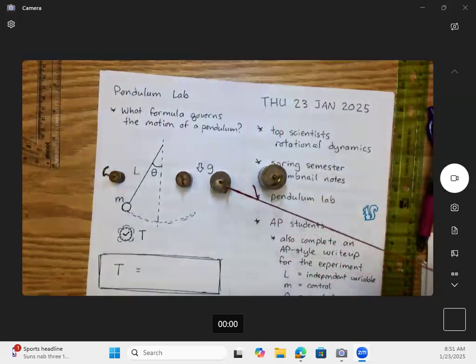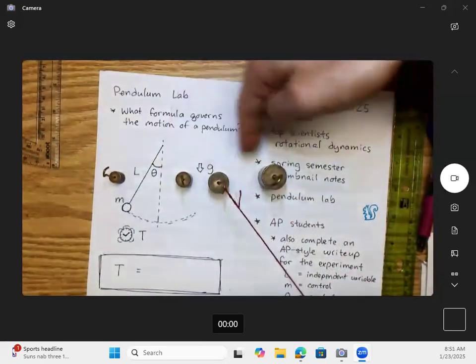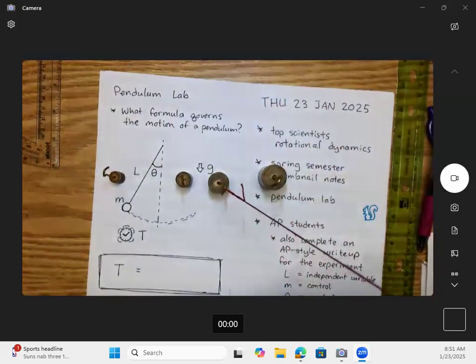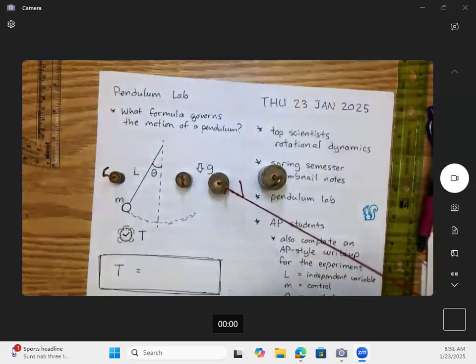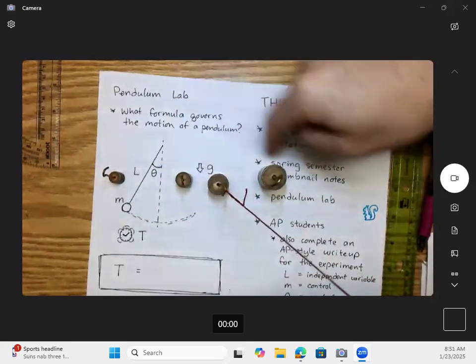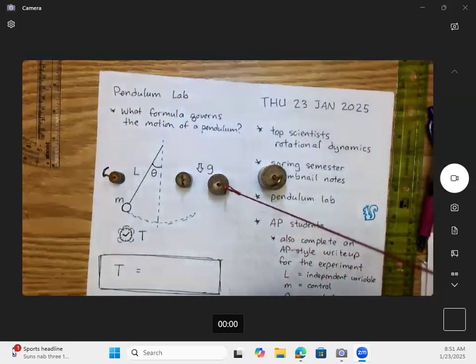Let's do a quick hypothesis. How many of you think as I increase the mass, it's going to increase the time period, slowing it down? Who thinks as I increase the mass, it's going to decrease the time period, like speed it up? And who says that as I change the mass, it's going to swing back and forth the same, like no change in time period?